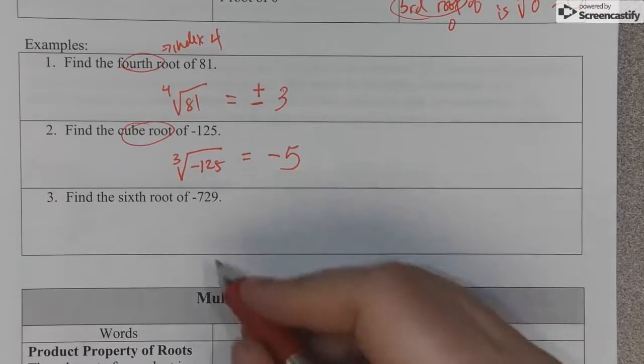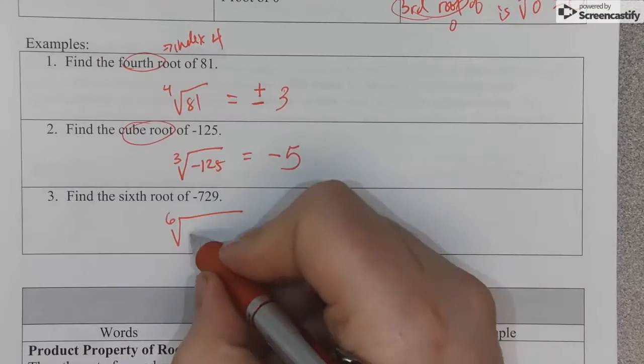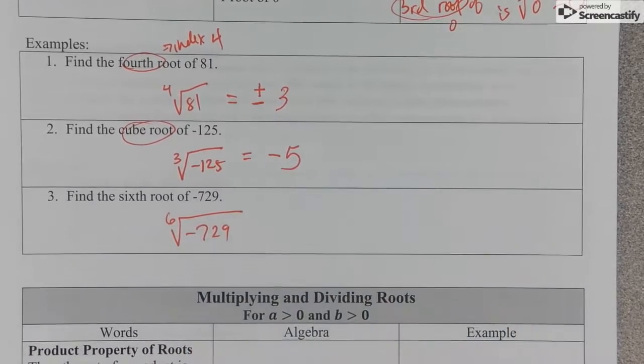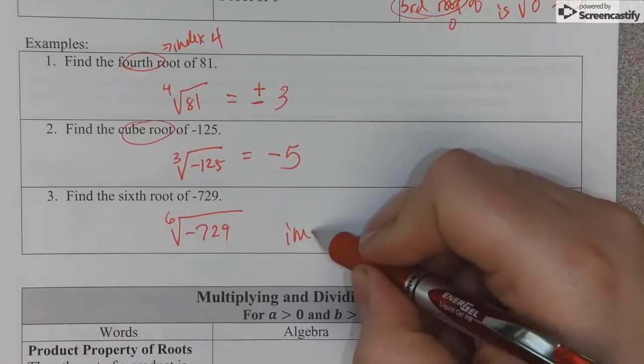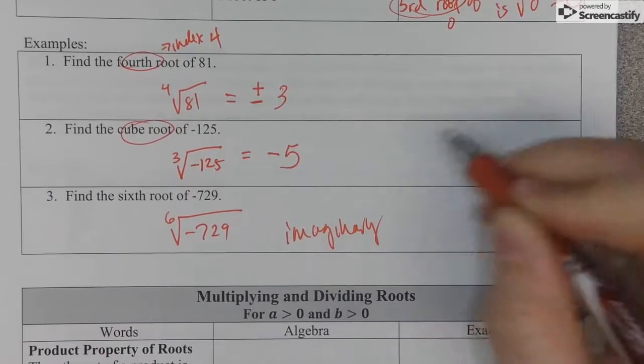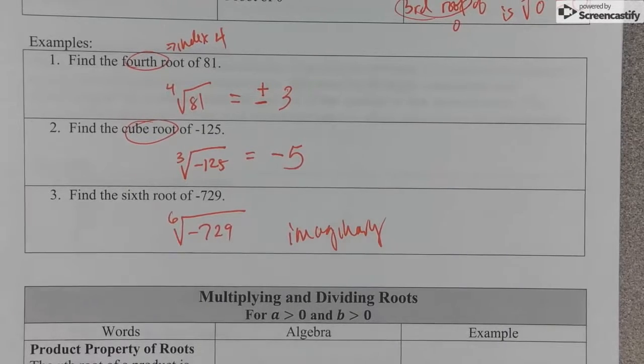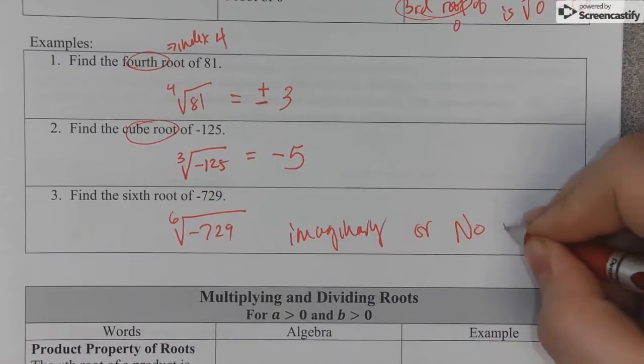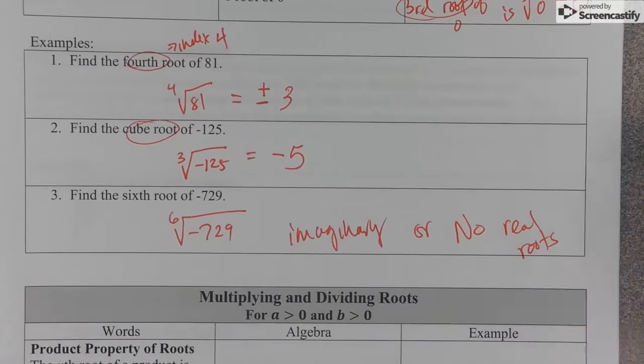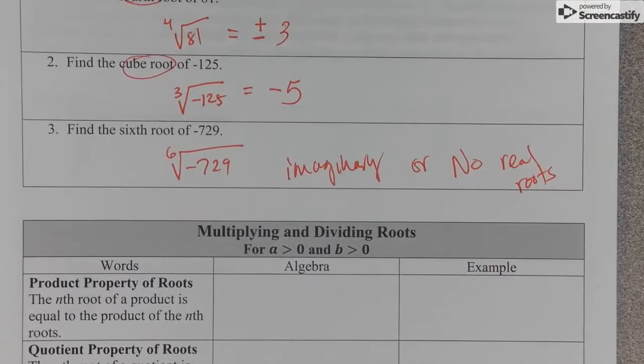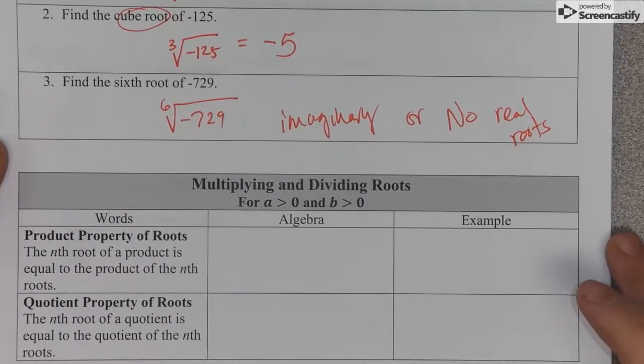Number 3, find the sixth root of negative 729. And I would hope at this point you would say, I see a sixth root, so I'm just going to stop here and say imaginary. We're not going to worry too much about finding those imaginary roots. This would be plus or minus 3i if you really wanted to, but don't worry about it. You could just say imaginary or no real roots. Either answer will work for that one.